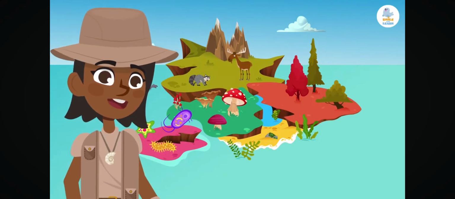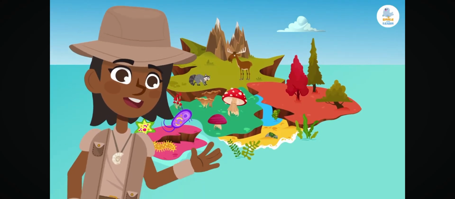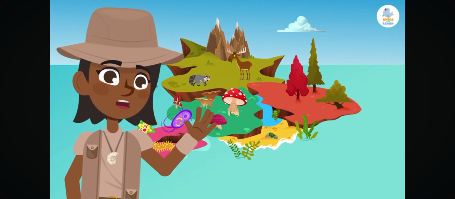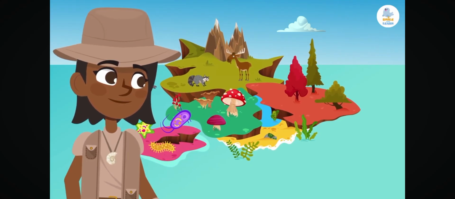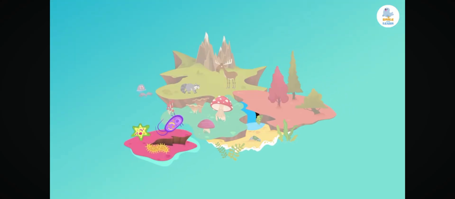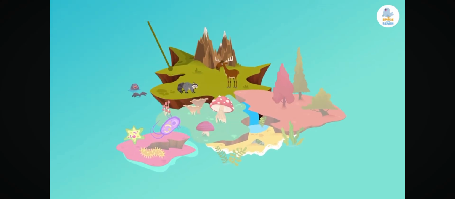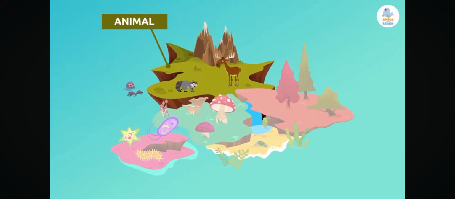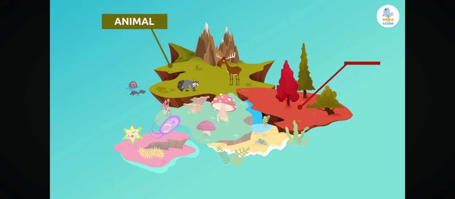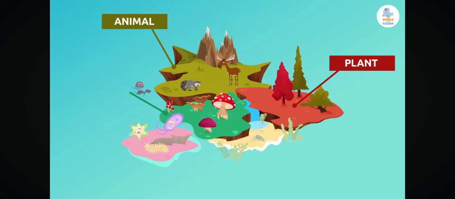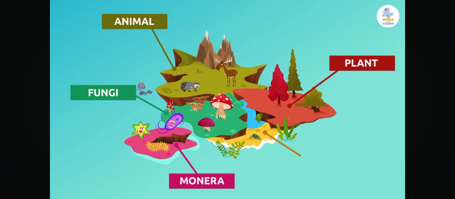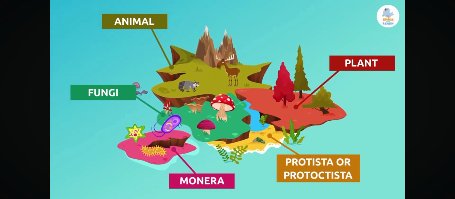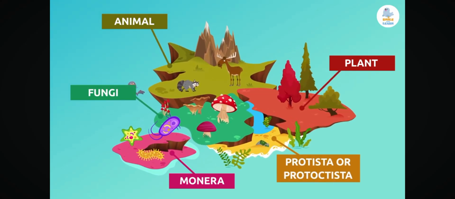Well, let's get down to business. There are many ways to classify living things, but the most common way is to group them by kingdoms. There are 5 kingdoms in total: animal, plant, fungi, monera, and protista, also called productista.